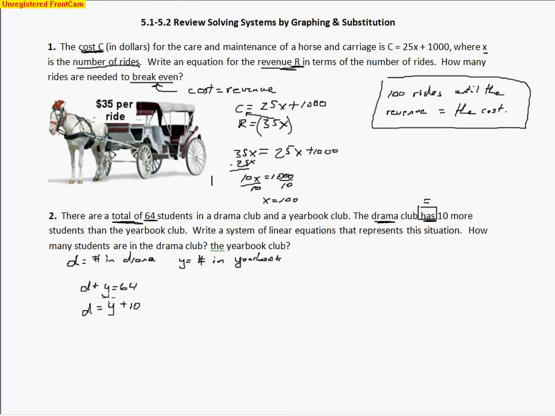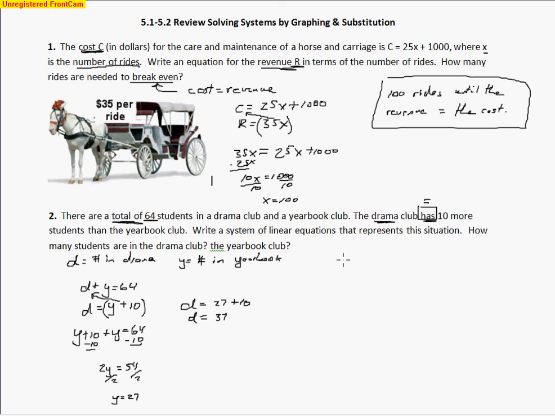So now we can solve, and solving by substitution works pretty well here. So I'll go ahead and put that y plus 10 in place of d. And I rewrite this as y plus 10 plus y equals 64. Subtract that 10 from both sides, and you've got 2y equals 54. So I divide by 2, and we've got y equals 27. So let's go ahead and find the other number. We have the number of yearbook students. Drama students is 10 more. So the number of yearbook students plus 10 is going to give us 37. So there we have it.